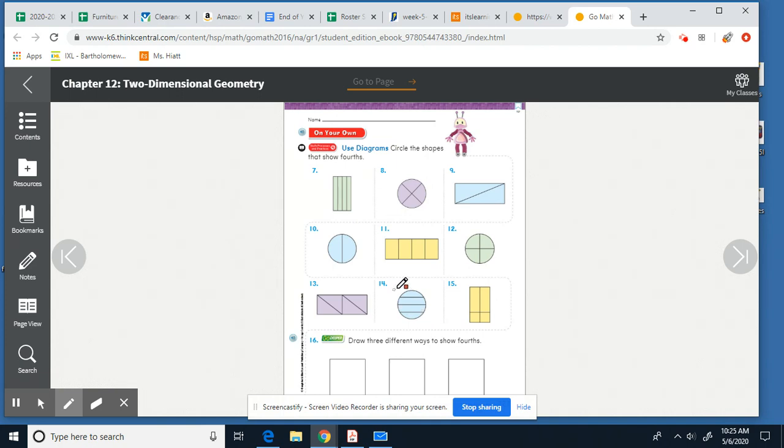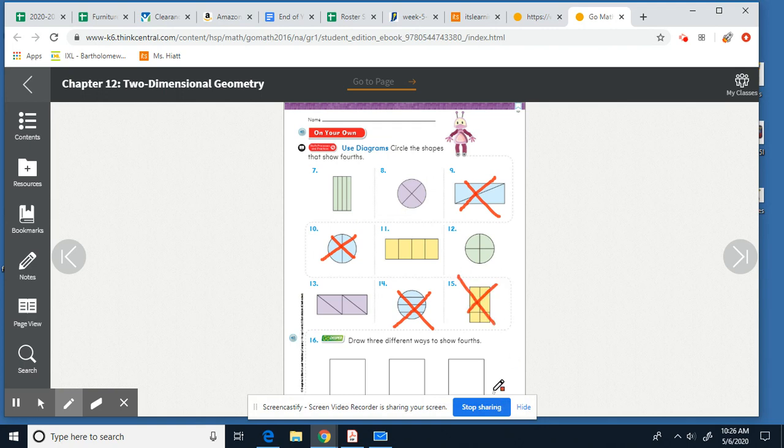What about this one? Well, there are 4 pieces. 1, 2, 3, 4. So there are 4 pieces. But are they equal? No. See, this top piece of the circle is not the same size as this piece. So they're not equal shares. So they're not fourths. So that one's not fourths. And we said this one wasn't. And that one wasn't. What about this last one down here? Has 4 pieces. 1, 2, 3, 4. You're right. They are not the same size. This tiny square down here is not equal to this. So that would not be fourths.